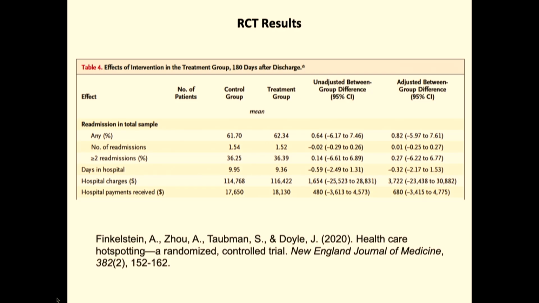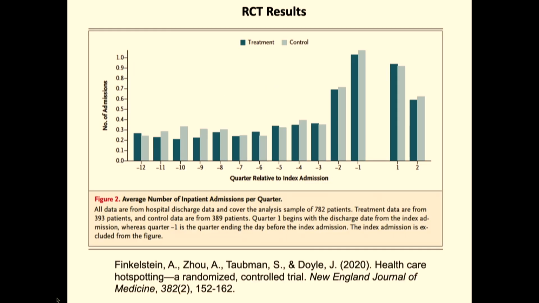So this is not uncommon. Many complex care interventions have mixed results. Some are successful, some are not. One of the things in the New England Journal of Medicine paper shows the quarter, or the 3-month period, before the intervention began. This is the average number of admissions. So both groups are about the same before the intervention. Control and treatment are both around 1.